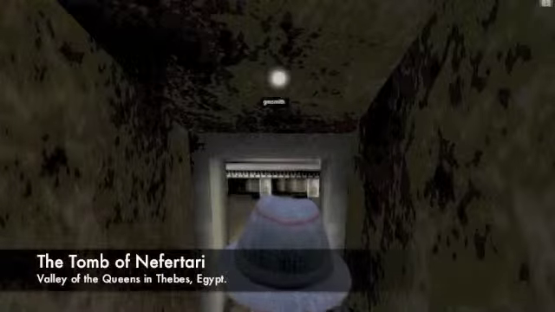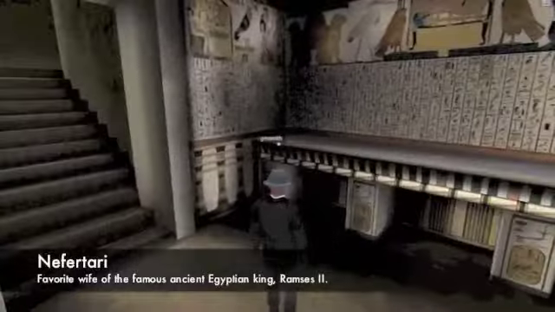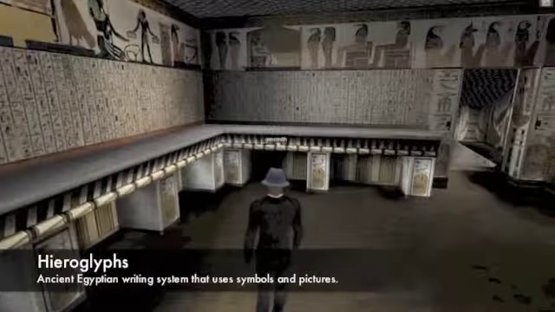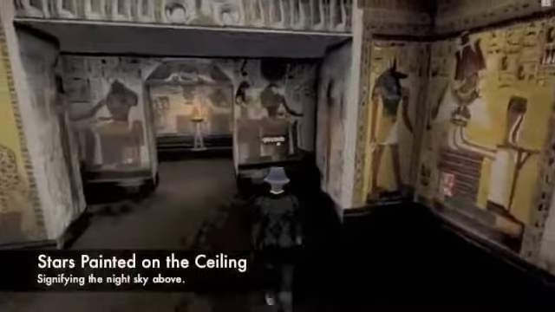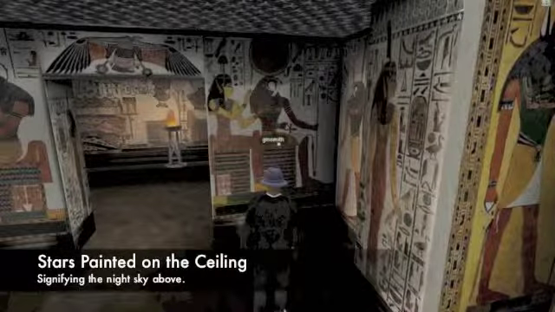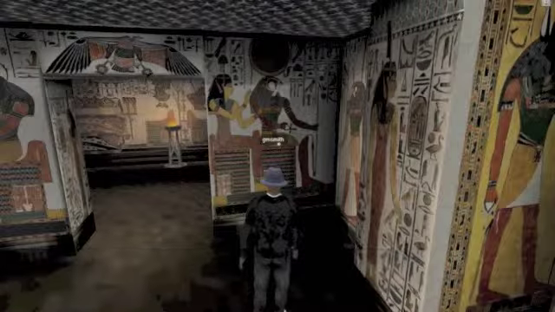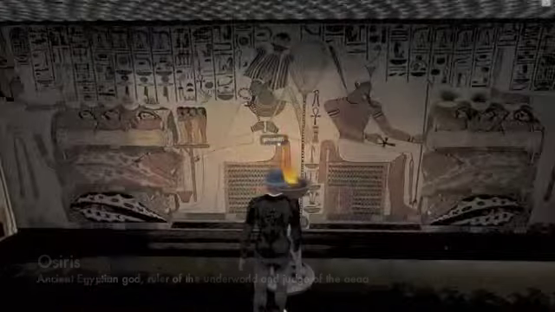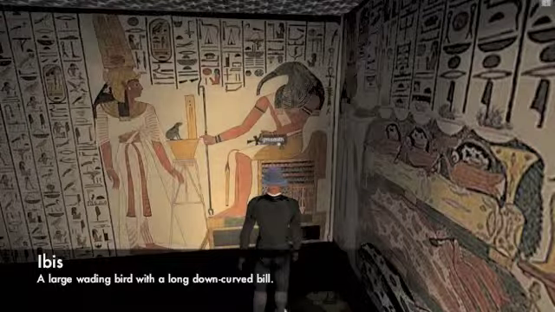Hello, my name is Gary Smith. Now we're going to take a quick tour of the tomb of Nefertari, the favored wife of King Ramses II. As you can see, hieroglyphs have been painted all over the inside of the tomb along with stars upon its ceiling. Here you can see Hathor next to a personification of the rising sun. And Nefertari makes offerings to Osiris and Atum. Over here, the figure with the ibis head is Thoth.